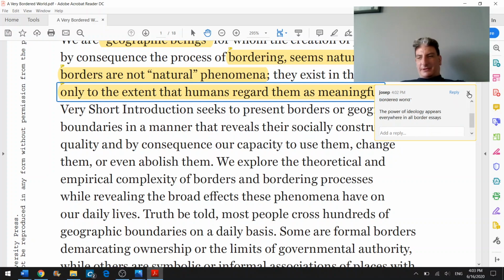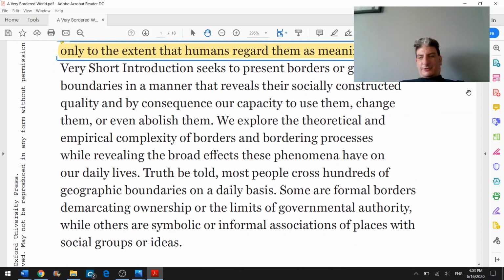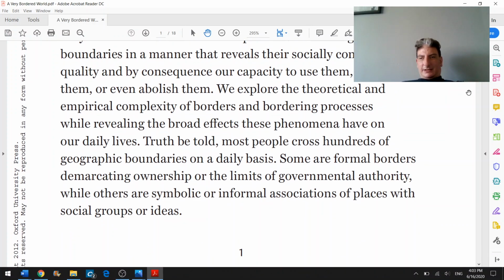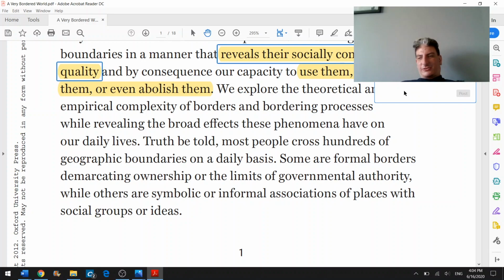And I'm not going to read all of A Very Short Introduction, which presents borders of blah, blah, blah. But here's what I want to look at: reveals their socially constructed quality and by consequence our capacity to use them, change them, or even abolish them. And again, there's that sort of three-list thing, right? Use, change, abolish. And you will see this term a lot. Socially constructed is used by several authors. So it's a good thing to make connections, right?